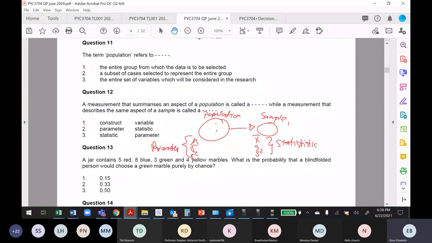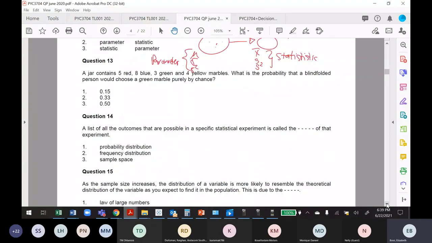A measure that describes a population is called N, while the measure that describes the same aspect of a sample is called n. Option 1, 2, and 3. Will you be able to know how to answer that? Let's see. Option 2, because I already gave you the answer as well.